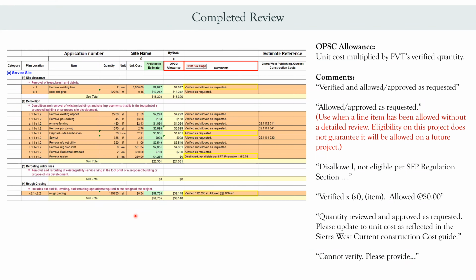Or you can see "cannot verify, please provide." In this situation, we just simply couldn't verify the item on the plans. So we would tell you what documentation we need in order to verify it, or you could just show it on the plans for us if we weren't able to see it.